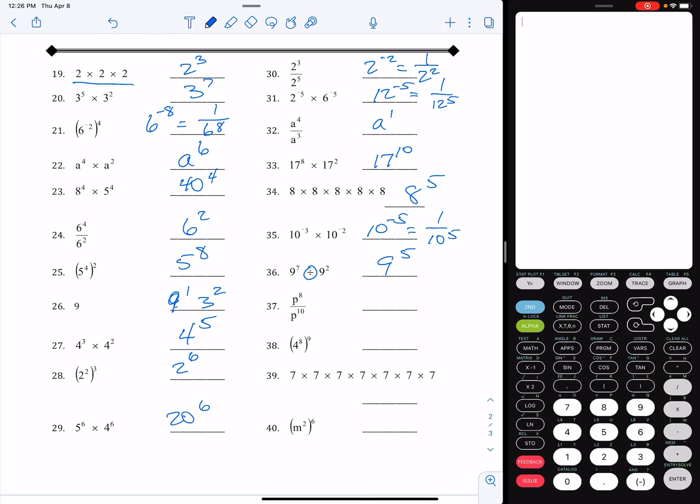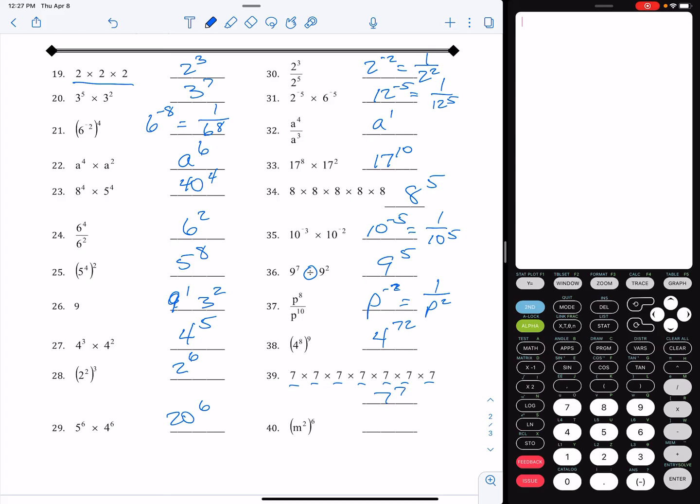Number 37, same thing that we just did on 36. It's just written the other way. This one becomes p to the -2nd, which then rewrites as 1 over p to the 2nd. Number 38 is a base raised to an exponent raised to another exponent. So we keep the base and multiply our exponents. So it's 4 to the 72nd. 39 just has a bunch of 7s. So we've got 1, 2, 3, 4, 5, 6, 7. So that would be 7 to the 7th power.